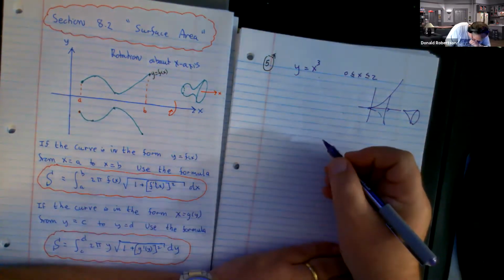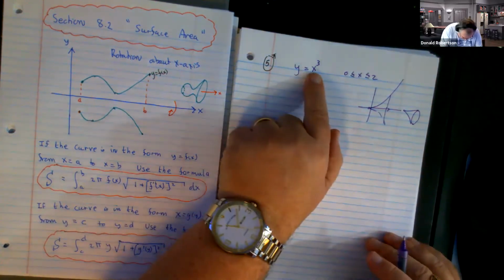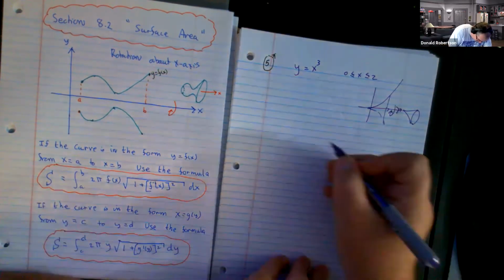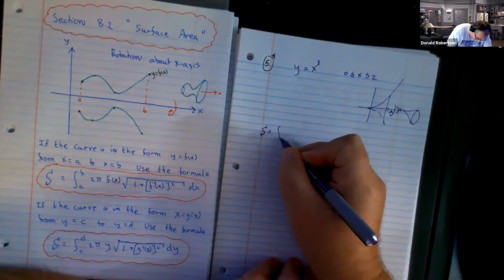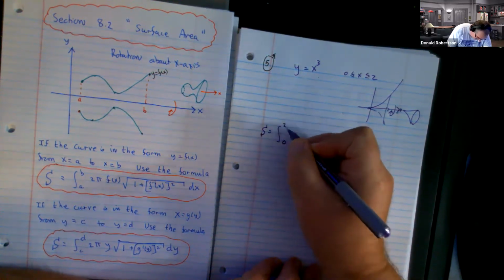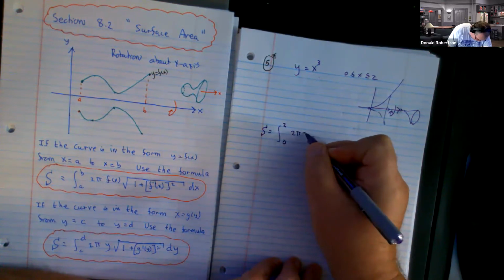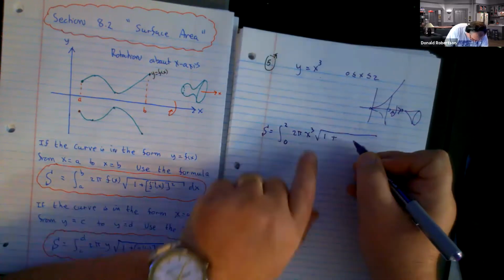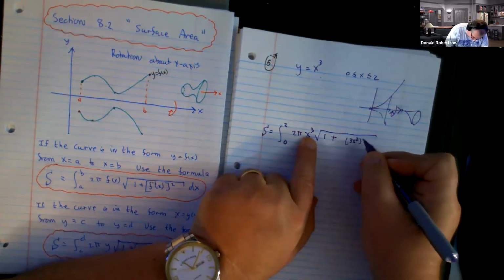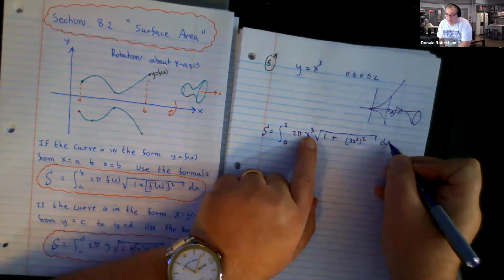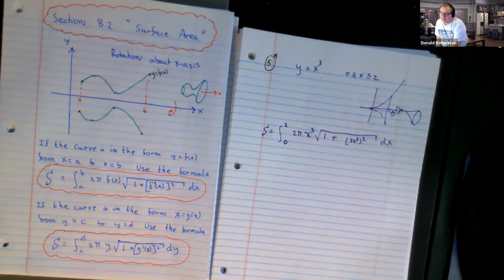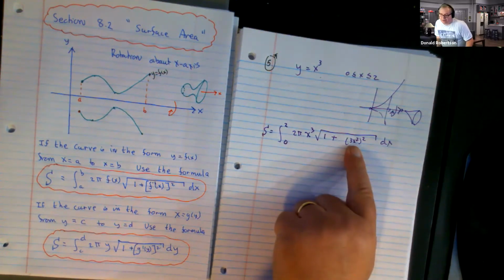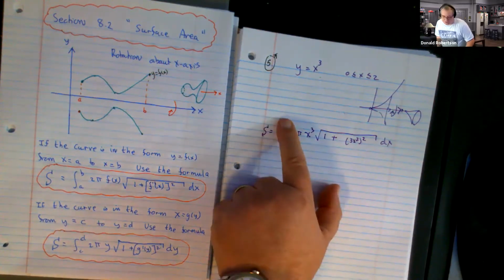This is an axis, this is an axis, and we're being told it's rotated about the x-axis. So I know I'm going to use the top formula. So it's going to be the integral from a to b, 2 pi f of x, the square root of 1 plus the derivative of this squared dx. Are you happy about where all the pieces of this formula came from? Right. There's f of x, there's the derivative of it squared. There's the start and finish, and it's in terms of x.